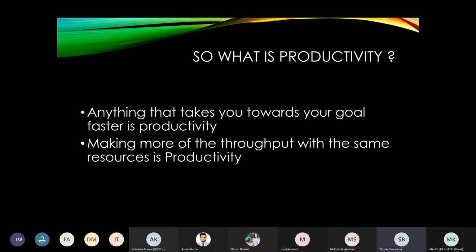So what is productivity? The first thing about productivity is you should know what your goal is. And I tried to put across in the beginning that the goal of a company should be to make money today as well as tomorrow. However, when we talk about productivity, it's good to have an understanding of what productivity is, otherwise there's a confusion between efficiency and productivity. So productivity is anything that takes you towards your goal faster. Making more of the throughput with the same resources is productivity.